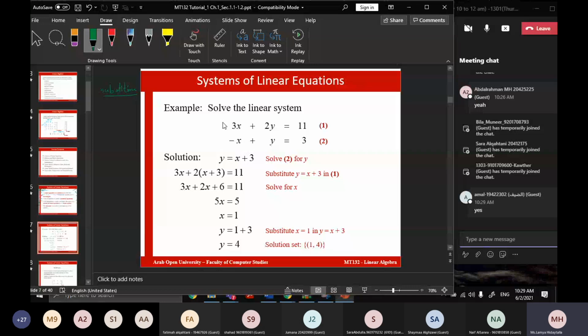For instance, look at this system. It is a system of linear equations. Why? Because each equation is linear, and there is more than one equation, so I have a system. When it says solve, that means we need the value of x and also the value of y. What values, when I substitute them here, and as well when I substitute them here, give 11 in the first one, and in the second one also give the right hand side, which is 3? So what are these values? This is what I'm looking for.